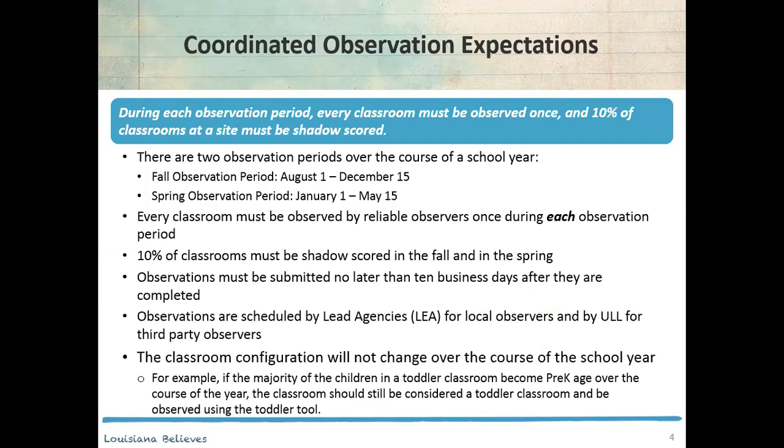There are two observation periods over the course of a school year. You've got a fall observation period and a spring observation period. Fall lasts from August 1st to December 15th, and then spring lasts from January 1 to May 15th. During each of those, every classroom should be observed by a reliable observer at least once, and 10% of classrooms should be shadow scored in both the fall and the spring.